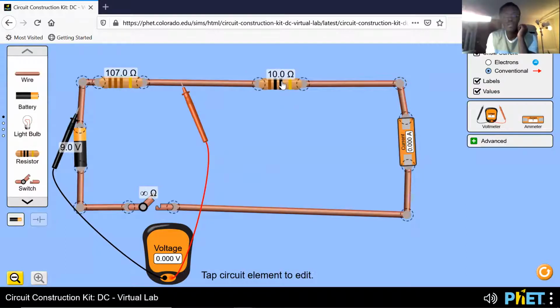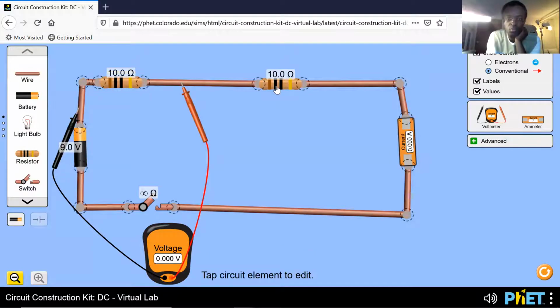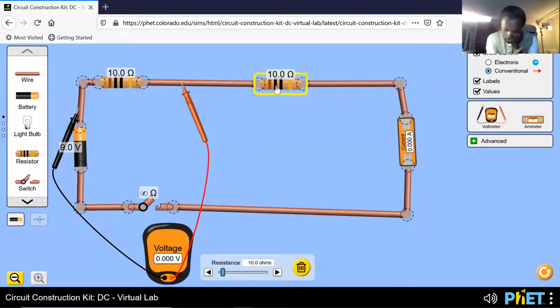Perfect. Now we need the first resistor to be between 2 and 12 ohms. Number 10 is fine. That's between 2 and 12. And then the other one to have a resistance between 20 and 100 ohms. That's 71. Okay. You can drag circuit components to construct a series circuit.